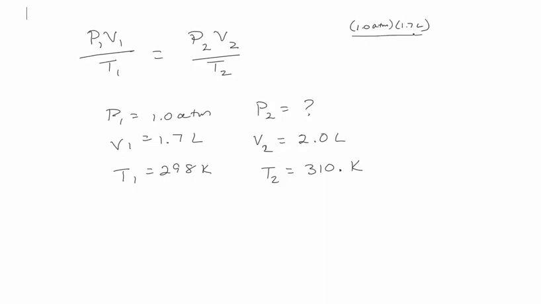So when I perform this arithmetic, I get 1 times 1.7, and I divide that by 298. I end up with 5.70 times 10 to the negative third. That's going to be equal to P2 times a number, that's 2, divided by 310, and I get 6.13 times 10 to the negative third. Now I divide both sides by that 6.13 times 10 to the negative third, and I'm leaving these numbers in my calculator to try to avoid some rounding error. So my new pressure is 0.88 atmospheres.